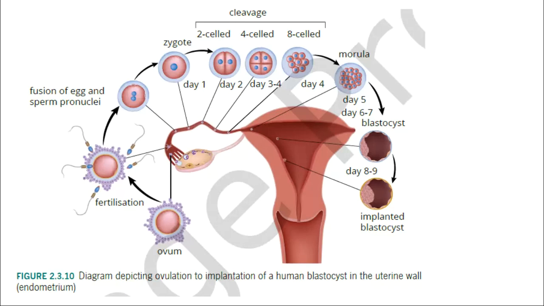So it looks like a long process, but this does in fact happen within a period of 9 days, as we see here in the diagram. And this implantation is where the zygote, which we now refer to as the blastocyst, actually attaches itself to the wall of the uterus.